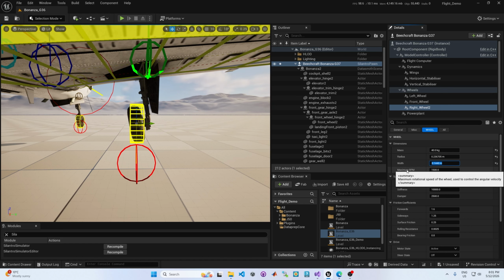The next thing is, I haven't mentioned that I've added summaries to all of those properties, so you can always look at them.